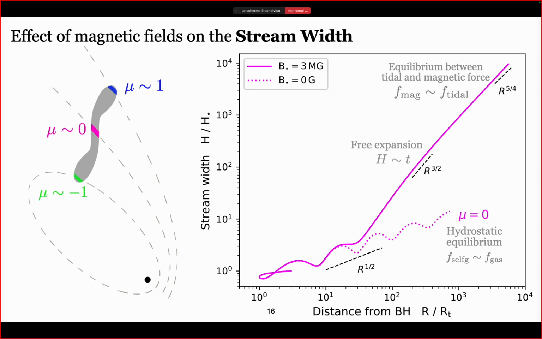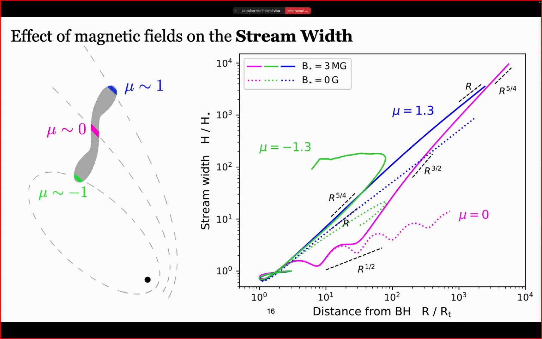However, this does not last forever. In fact, as the magnetic force decreases, eventually it approaches the tidal force. And from then on, we have an equilibrium between tidal force and magnetic force, which produces this r to the 5/4 scaling. Here I've been focusing on the parabolic stream section, but this effect is happening everywhere else in the stream. The scalings change depending on where you are in the stream, because the properties of the gas change. However, all these scalings can be reproduced with simple analytic calculations.